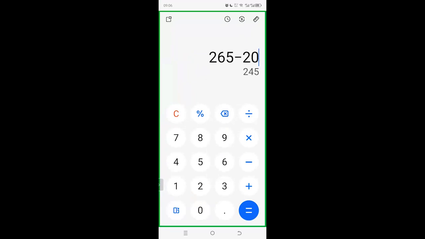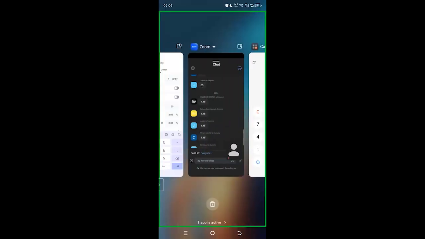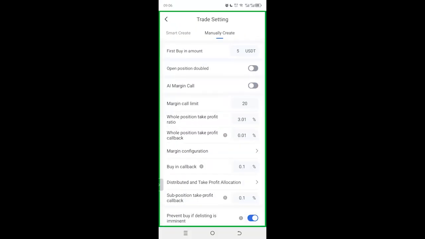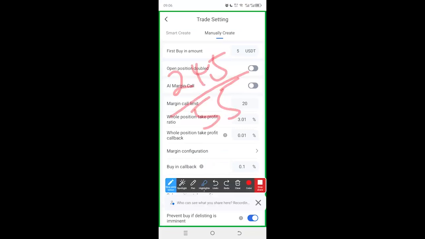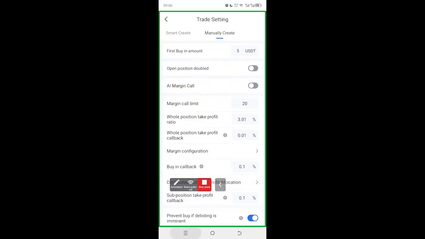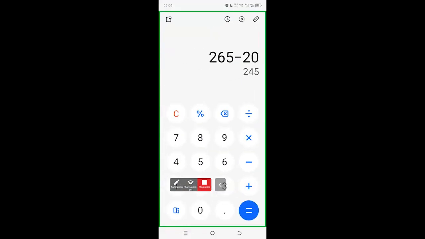Sorry, let me make a correction. You come here and say 5, the first buying amount, times the margin call limit, 20. Times 20, what do you get? 5 times 20, you get 100.